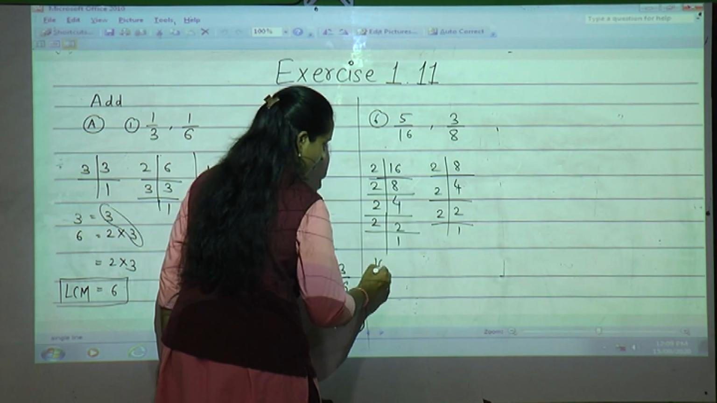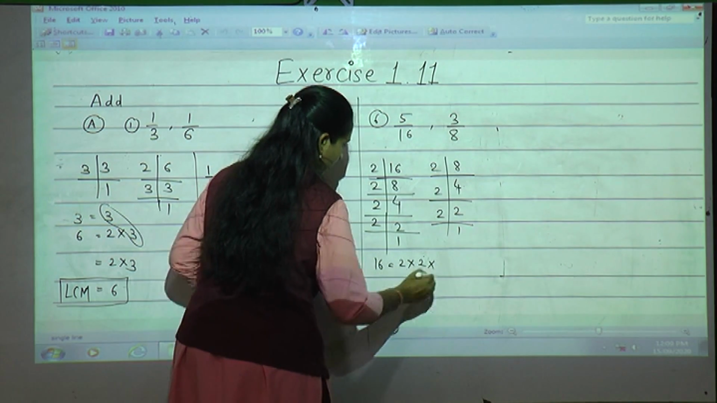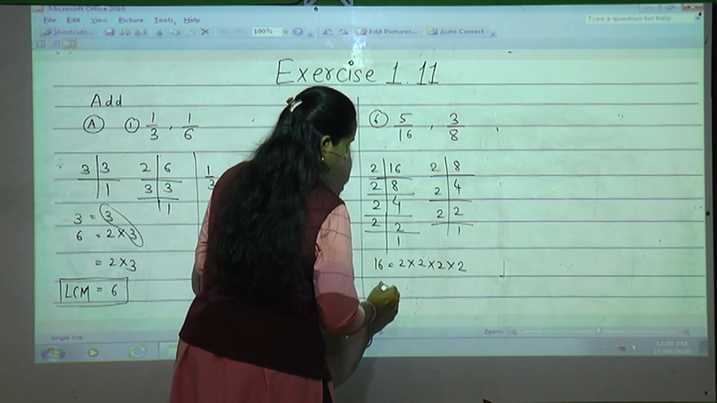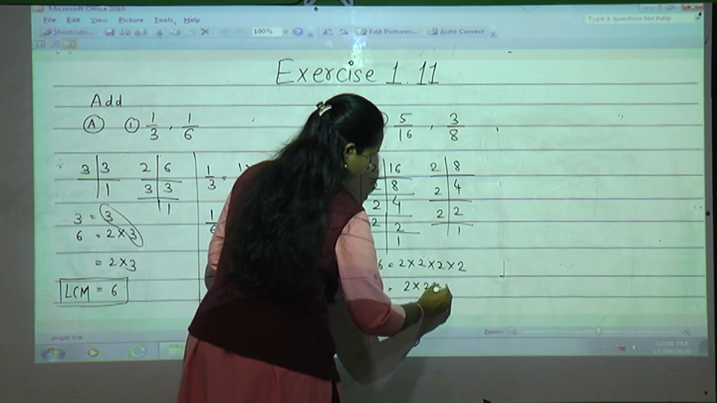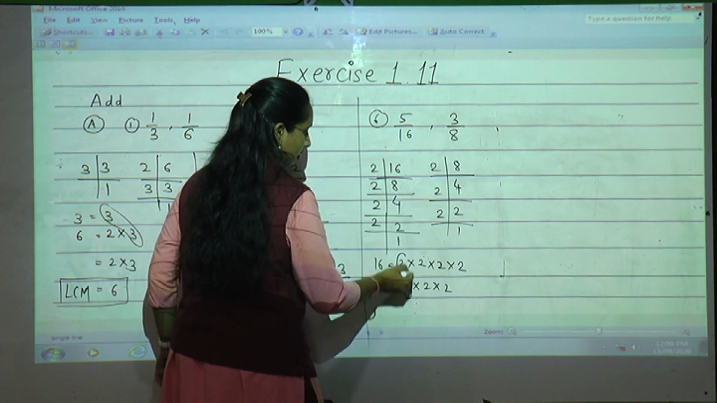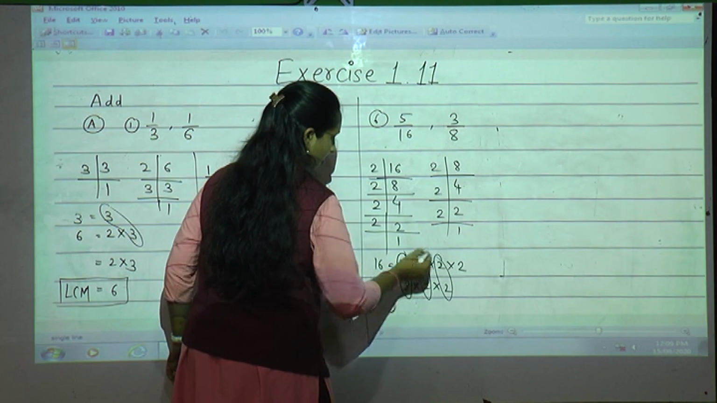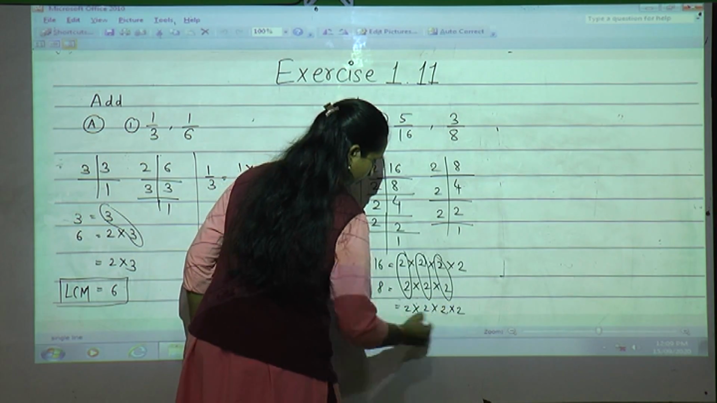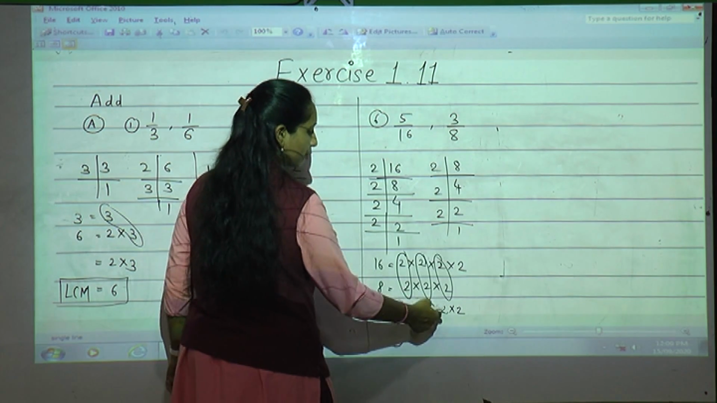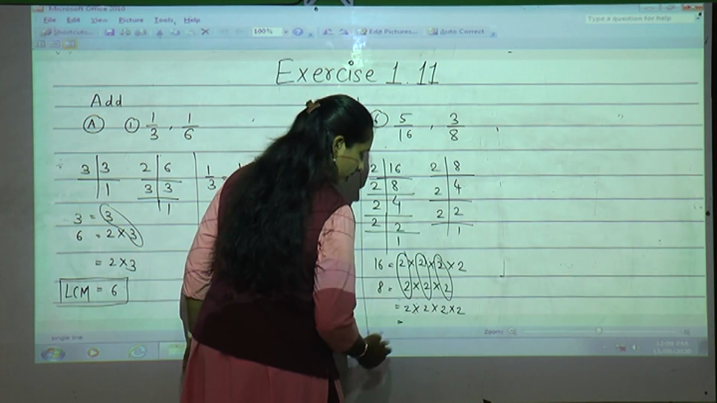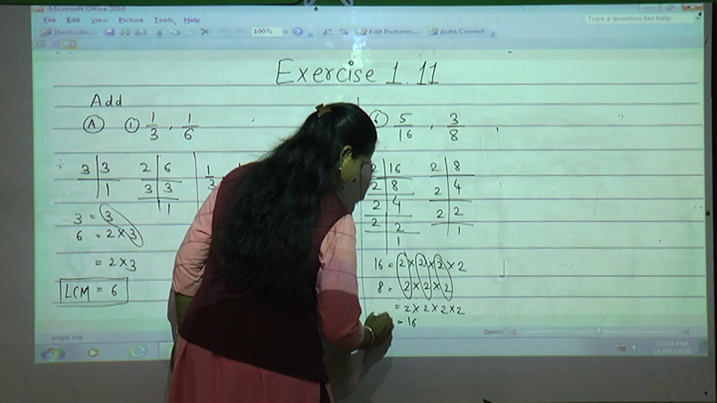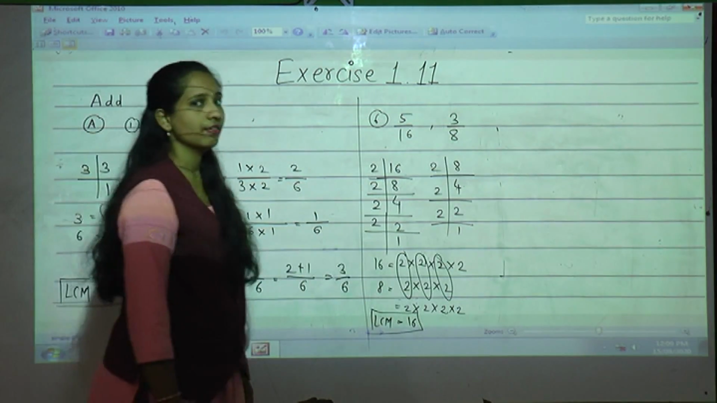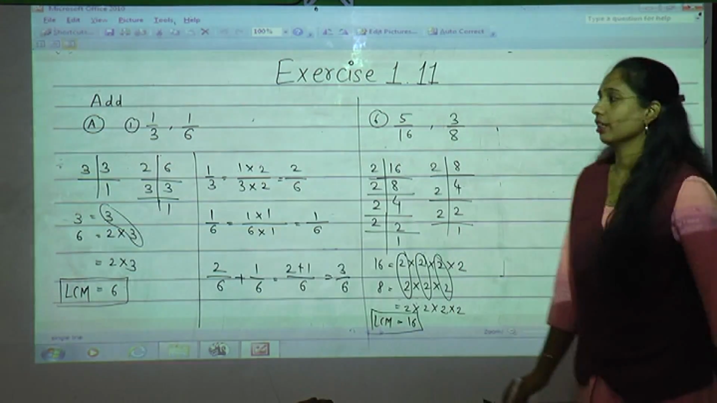What are the multiples of 16? 2 multiplied by 2 multiplied by 2 multiplied by 2, isn't it? And what about 8? 2 multiplied by 2 multiplied by 2. Now common, write only once. 2 multiplied by 2 multiplied by 2, and the remaining 2, write only once. 2 2s are 4, 4 2s are 8, 8 2s are 16. What is the LCM of 16 and 8? It is 16. Now once we got the LCM, so what are the steps?